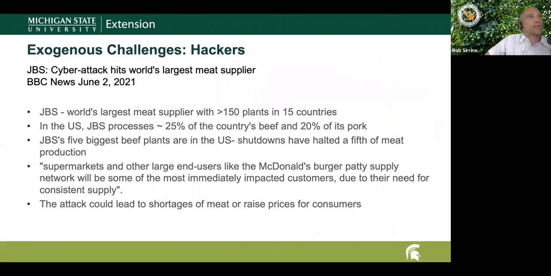And this just happened also, a really interesting cyber attack hitting the world's largest meat supplier. They have over 150 plants in 15 countries. They produce or process 25% of the country's beef and 20% of its pork. The 5 biggest plants in the U.S. have had shutdowns, halting 20% of the meat production, and supermarkets and users like McDonald's are going to be the most immediately impacted, with potential shortages of meat and higher prices for consumers.